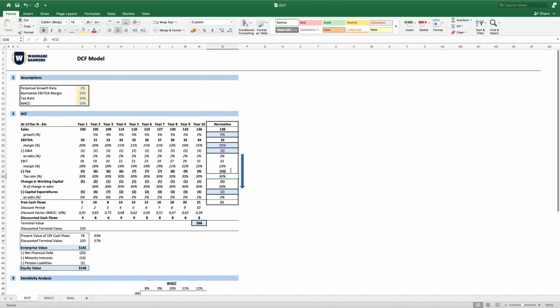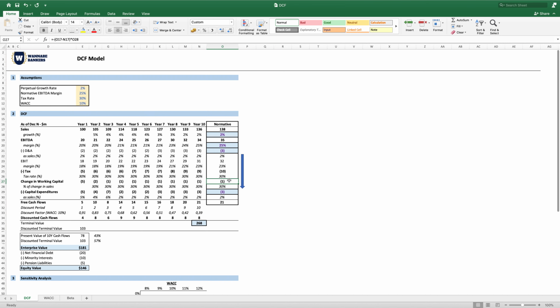For the change in working capital, it works exactly in the same way that we have built the D&A. I use a particular driver to estimate the change in working capital over the business plan. I built them as a percentage of change in revenues, and you can do the same in the normative free cash flow.